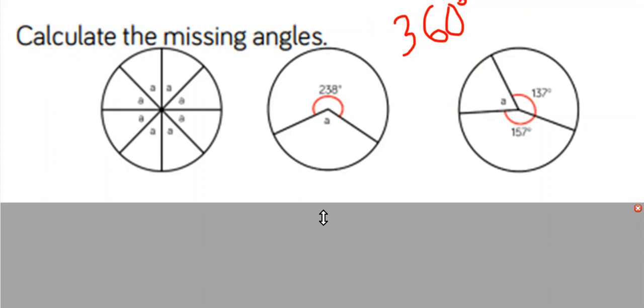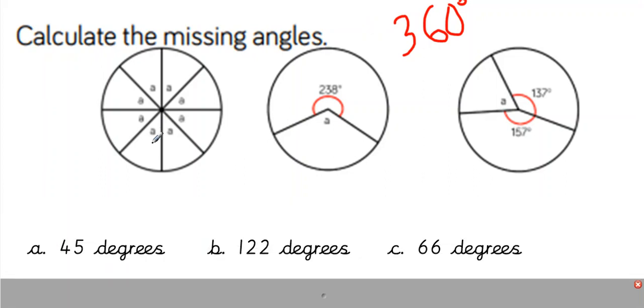Okay, let's have a look then. The first one, A, is 45 degrees because you've got 8 segments, so you divide 360 by 8, which is 45 degrees. B is 122 degrees, so you've done 360 minus 238, which is 122. And C is 66 degrees, so you've done 157, add 137, and then subtract that from 360. Hopefully you will have looked at the size of your angles as well and noticed whether they were acute or obtuse to help you to calculate whether you were correct or not. Well done, Year 6.